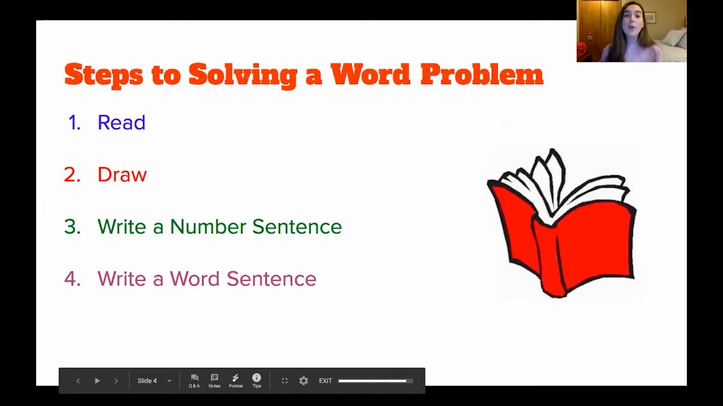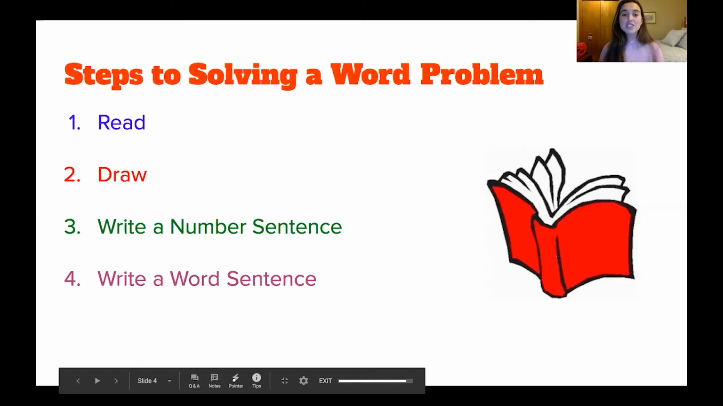We are going to go ahead and talk about the steps to solving a word problem. Like I said before, I don't know if you guys have ever worked with word problems before. When you first look at them, they might look a little bit scary, but they are not. When you follow these steps, they're actually so easy and so much fun to solve.